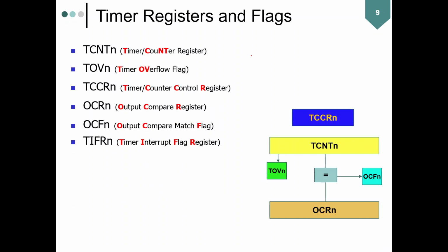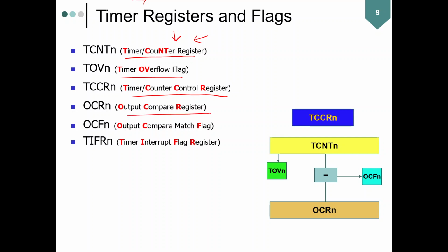So these are the important registers within the timers. First of all, you have the timer count register. This is the one which is keeping track of up to what has been counted. So this is the actual counter. Then the timer overflow flag, which tells that the overflow has occurred, so generate an interrupt. Then the timer counter control register. The control register is where you set different modes of this timer.